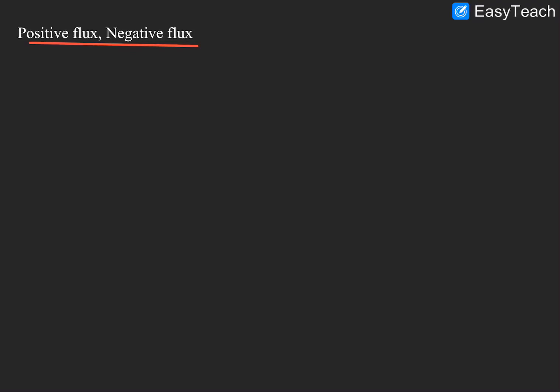In this lecture, I will explain two concepts: positive flux and negative flux. Now, all of you know what is meant by electric flux. So, in the case of electric flux, we can define positive flux and negative flux. Let us see what is the difference between both positive and negative flux.